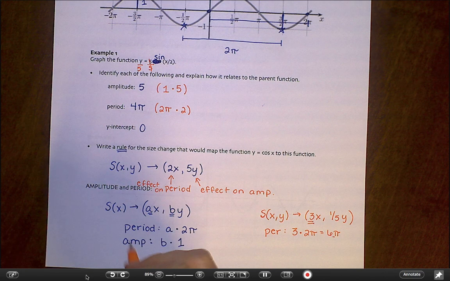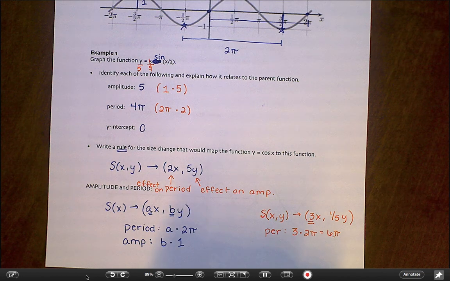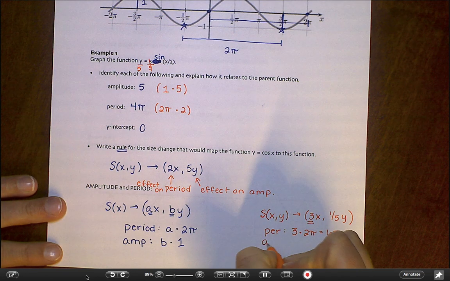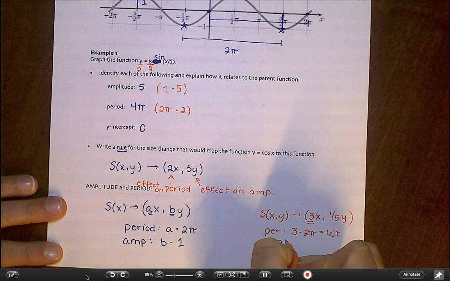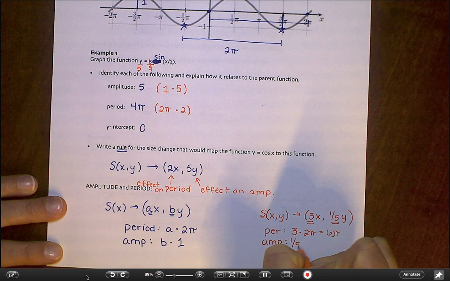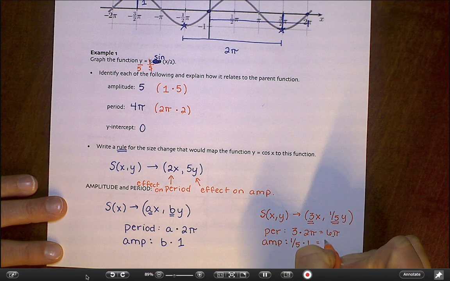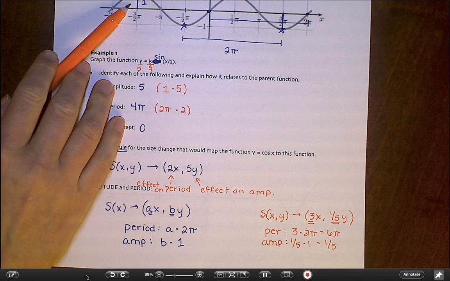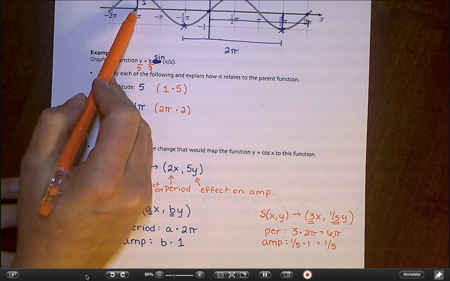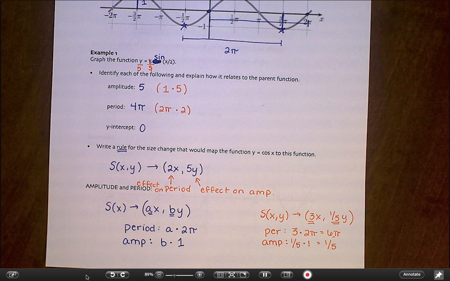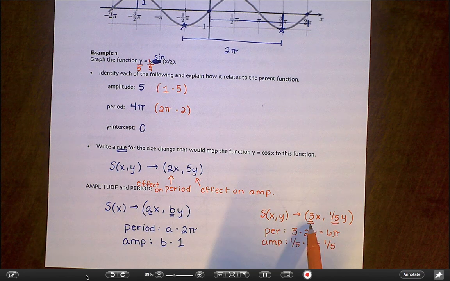That where it used to only take me a distance of 2 pi to complete a full cycle, now it takes a distance of 6 pi. My amplitude would be this number, really times 1, which is still just 1/5. So now my graph, instead of going all the way up to 1 and down to -1, it would only go as high as positive 1/5 and down as low as -1/5. So that's how you can use these rules to come up with your new period and amplitude.